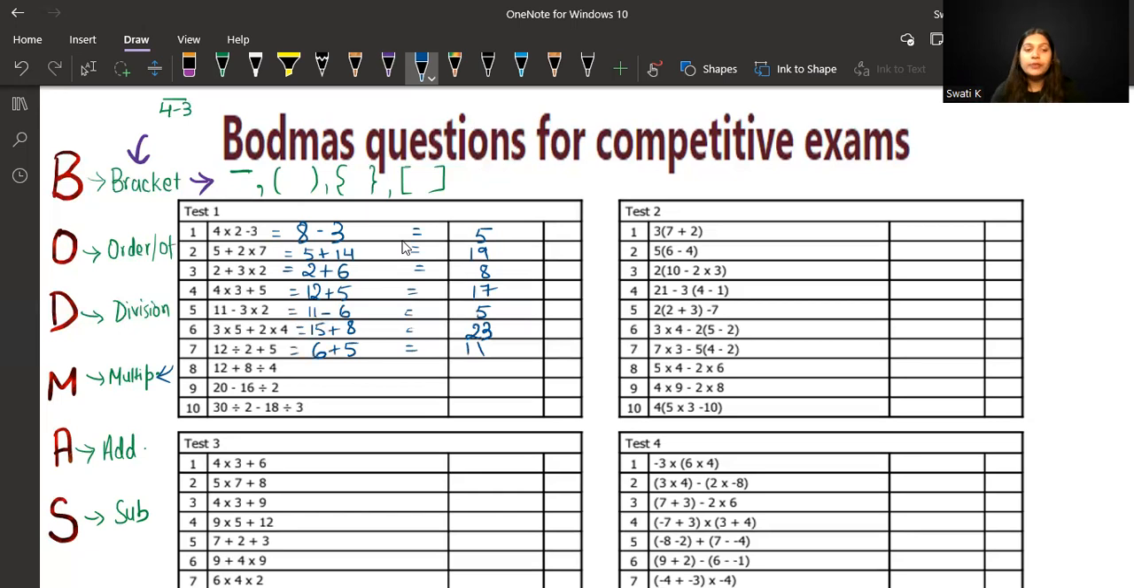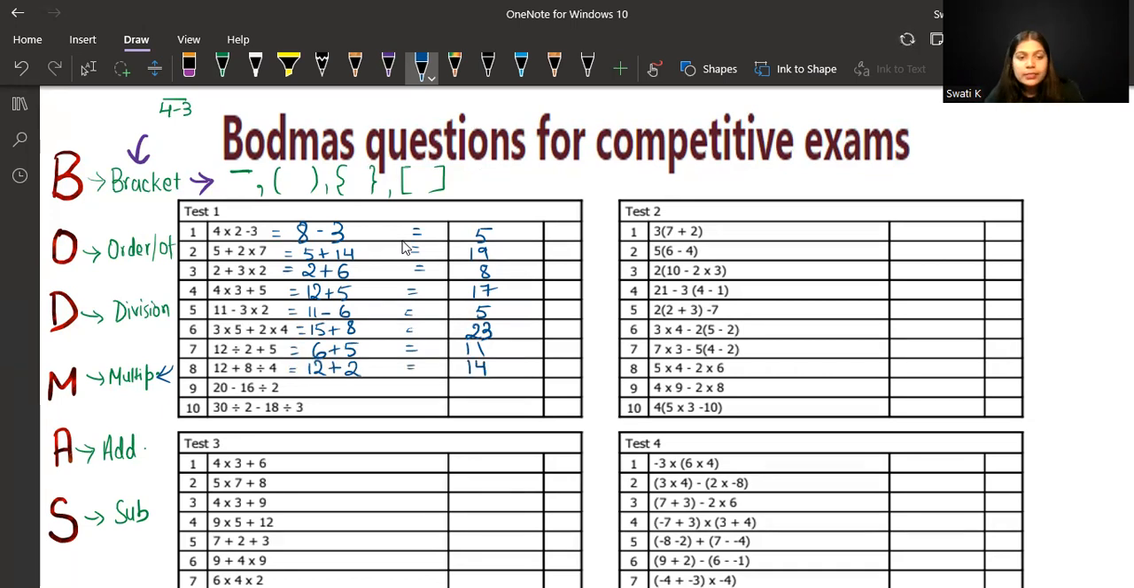Next, we have 12 plus 8 divided by 4. So clearly we can see here that we have two operations, plus and division. So division we have to do, of course, first. So that is 8 divided by 4. 12 plus as it is, 8 divided by 4 is 2. So 12 plus 2 is 14.